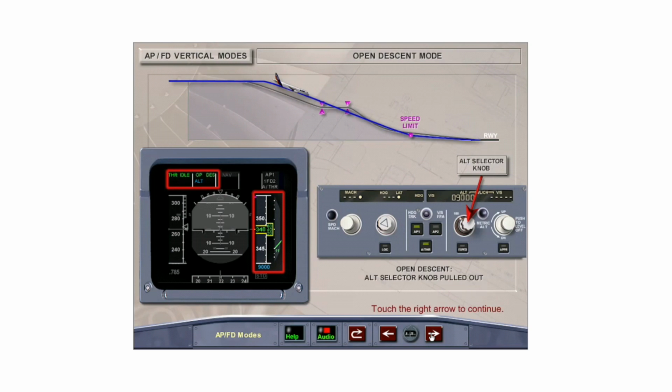The open descent mode is a selected mode, which disregards all altitude constraints. It is engaged by selecting an altitude lower than the present aircraft altitude, then pulling out on the FCU altitude selector knob. The auto thrust sets idle thrust, and the aircraft begins an immediate descent, maintaining the managed or selected speed. The FMA displays idle, open descent, and ALT in blue, and on the PFD altitude scale, the FCU armed altitude is displayed in blue.